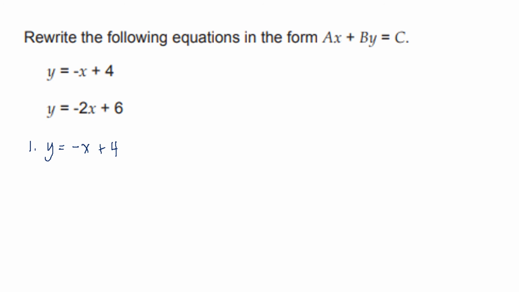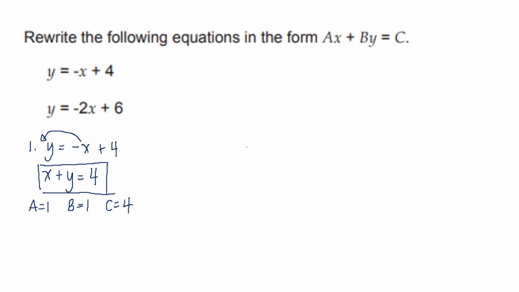So I'll just move negative x to the left side and it will become positive x. Y did not move, it's still on the left side, so it will just remain the same in terms of sign. So we'll have x plus y. And then 4 did not move also, it will stay at the right side, so x plus y equals 4. So this is now the standard form of y is equal to negative x plus 4. And from this, we can say that a is equal to 1, b is equal to 1, and c is equal to 4.